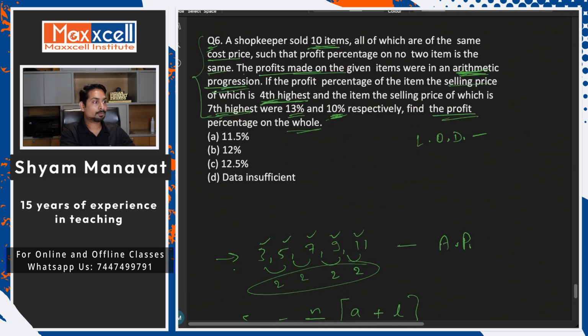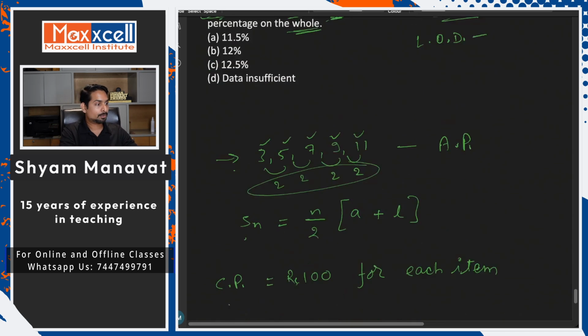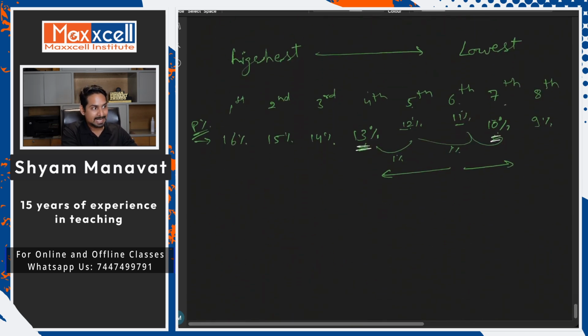The question is to find the overall profit percentage. You know what? We cannot simply add all these profit percentages and say that's the profit percentage. No, that's not the right way of doing it. What we have to do is calculate the total selling price, and compare that with the total cost price of how many items? 10 items, right? 10 items there.